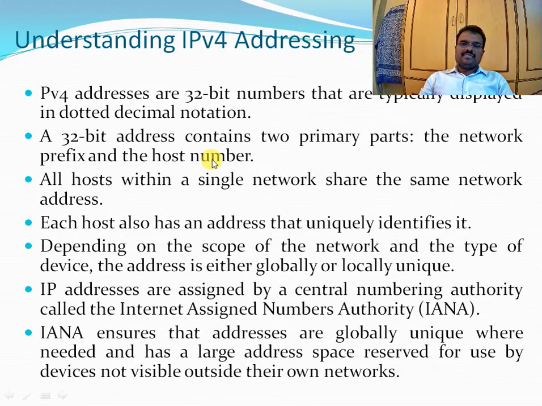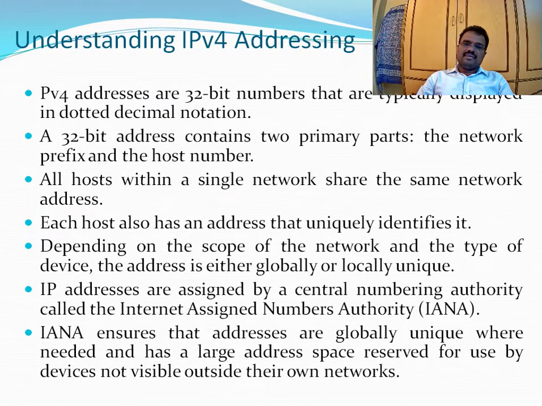A 32-bit address contains two primary parts, the network prefix and the host number. All hosts within a single network share the same network address. Each host also has an address that uniquely identifies it. In any network, any system or device that is connected is called a host. That host must have an identity, and that identification is called the IP address.